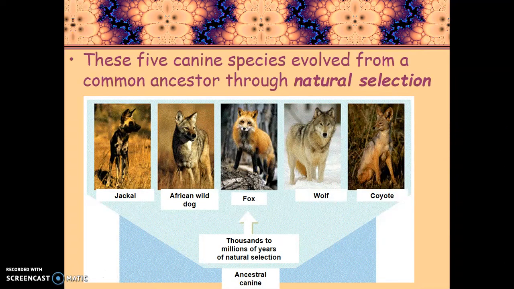Okay, so this is an example showing how natural selection acted on the canines. These are all members of the canine group, but you have jackals, African wild dogs, foxes, wolves, coyotes. They're all different species, but they all came from an ancestral canine. But as the canines spread out into new environments, those environments had different challenges for them. And so natural selection acted on them in different ways, causing the differences in these groups.